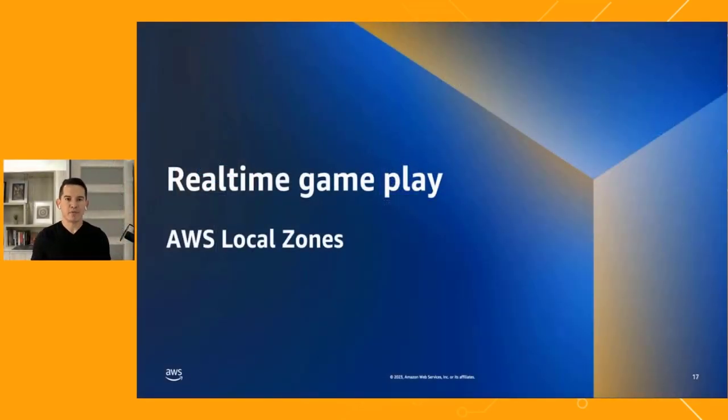Now let's talk about real-time gameplay. Gaming companies want to be able to provide a low latency experience for players globally by grouping those who are physically close to each other to game sessions hosted in a location close to them. AWS Global Infrastructure expands across 31 regions, 99 availability zones, and 32 local zones, enabling gaming companies to host game servers closer to the players.